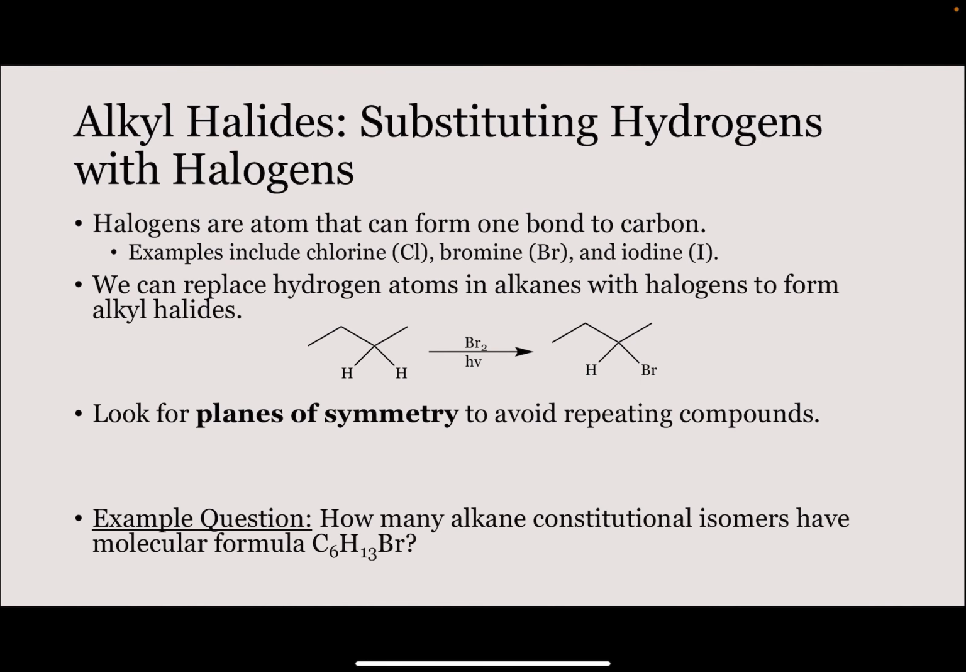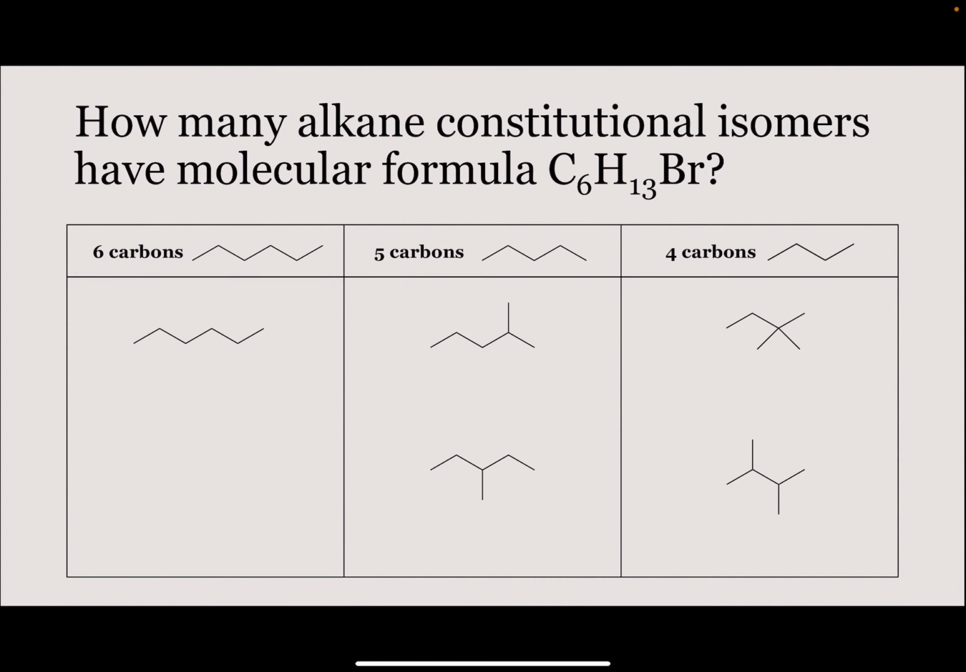Okay, here's my question. How many alkane constitutional isomers have molecular formula C6H13Br? The exhaustive enumeration approach starts off exactly the way we did it before, but what we're going to do is start with each of these compounds of C6H14, the ones we exhaustively enumerated before. Now we are going to figure out all the different locations where I could put a bromine and not cause any repeats.